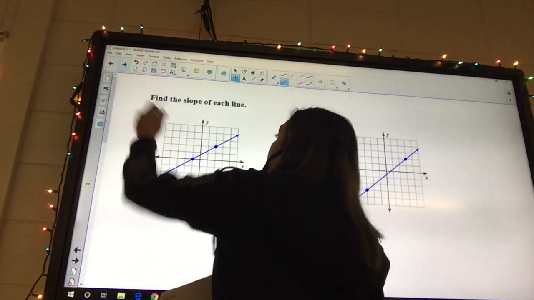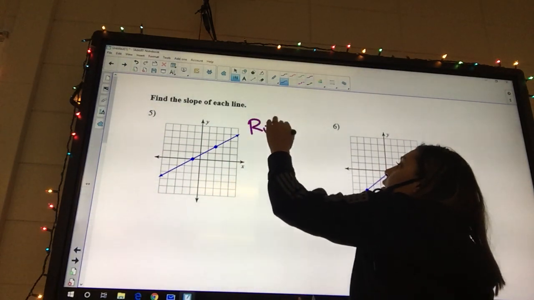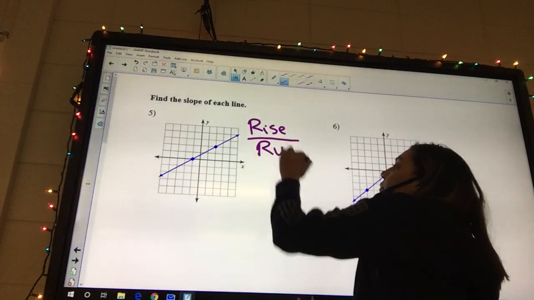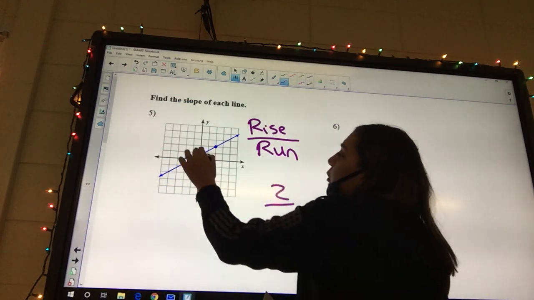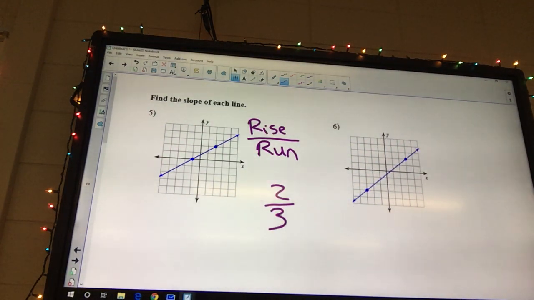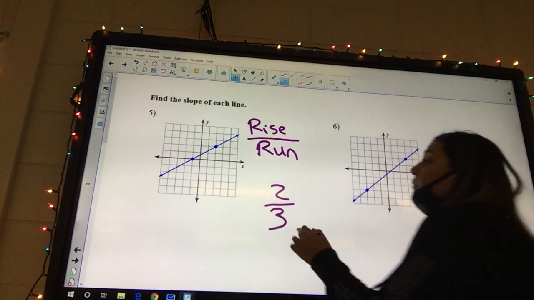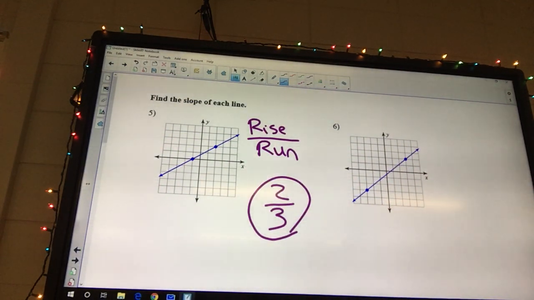Okay, number 4. It says find the slope. So we rise over run. Okay, so we rise 1, 2, and we run 1, 2, 3. Is that a positive slope or a negative slope? And this one's a positive one. Okay, so we rise and run.